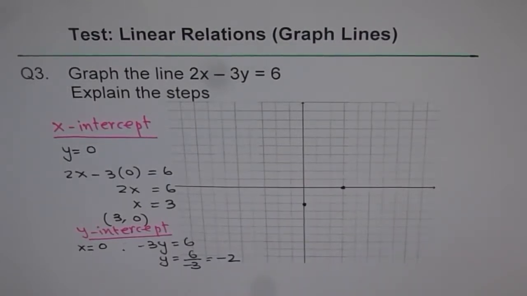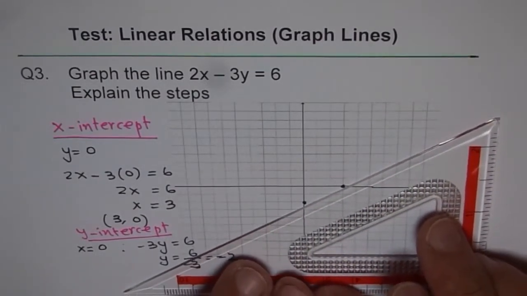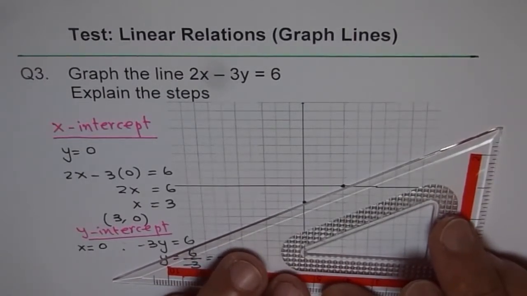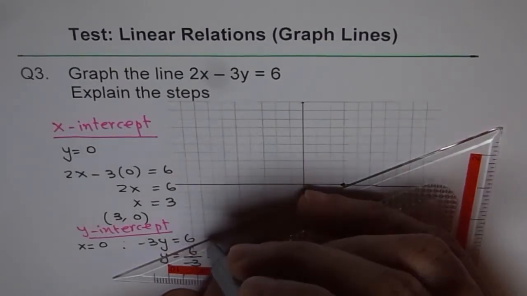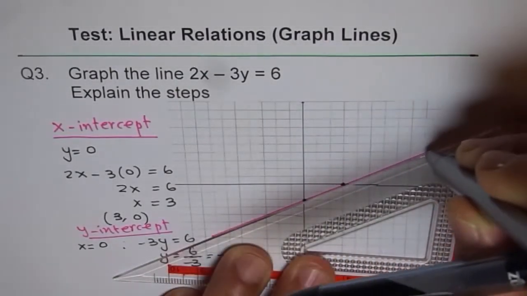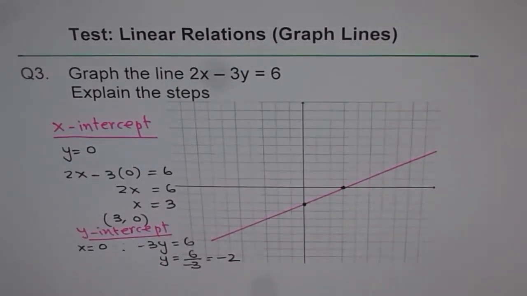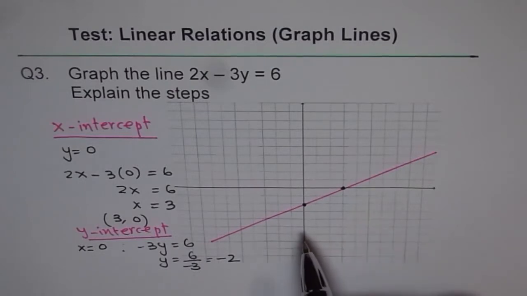So once I get x and y-intercept, then we need to just join them together, connect them with a straight line, correct? So align them and draw the line. So that seems to be the best way to draw a line if a line is given in this form, ax plus by equals c. So whenever a line is given in this form, then finding x and y intercepts is a good idea and probably the best way to graph the line.